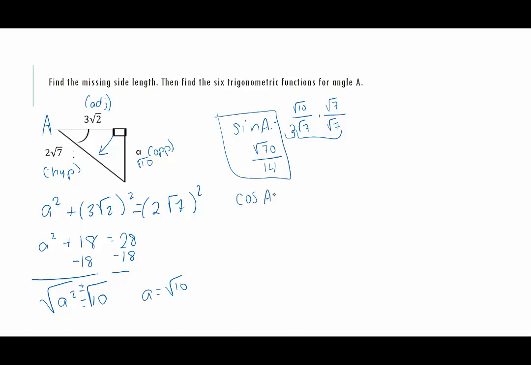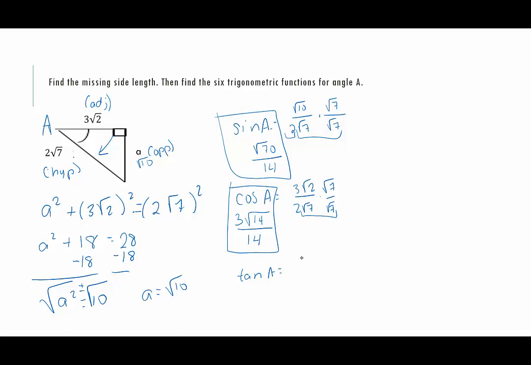To determine cosine of A, that would be adjacent, 3 root 2, over the hypotenuse, 2 radical 7, and again we're going to rationalize the denominator, multiply by root 7 over root 7, and this will give me, in the numerator, the 3 is the only rational part of the numerator. Root 2 times root 7 is root 14. In the denominator we have 2, and then we have root 7 times root 7, which is 7. 2 times 7 is 14. I'm not going to be able to simplify that, so we'll move on to tangent of A.